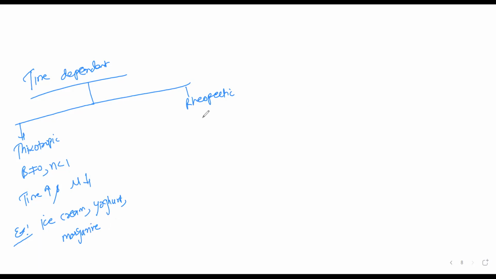Next, rheopectic. b cannot be equal to 0, n must be greater than 1, and as time increases, the viscosity also increases. So an example is gypsum paste, which goes from liquid to solid. That is called gypsum paste.